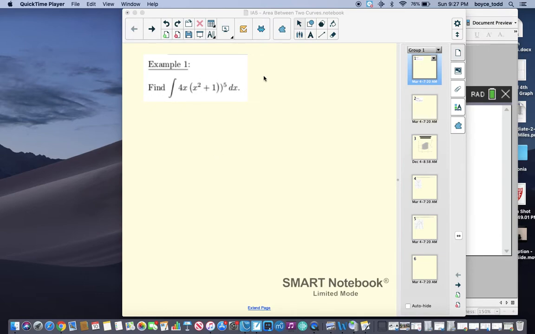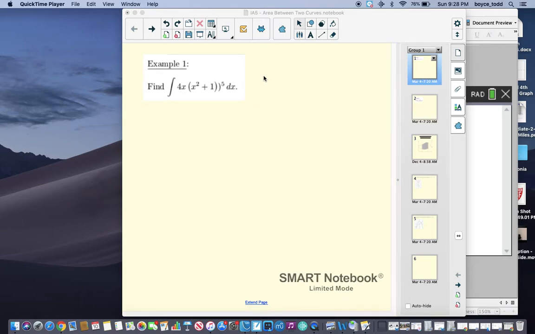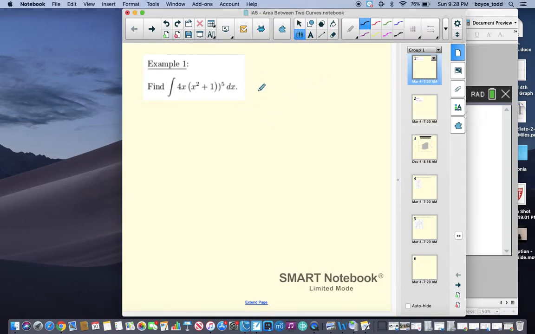Okay, so the first one, you have to look here and think about what your u is going to be, right? So you want to look in the parentheses. So x squared plus 1 will be my u, and then 2x dx is going to be my du. All right, so let's do that right now. If we say u equals x squared plus 1, then du equals 2x dx. Now we see that we have 4 here, and that creates an issue.